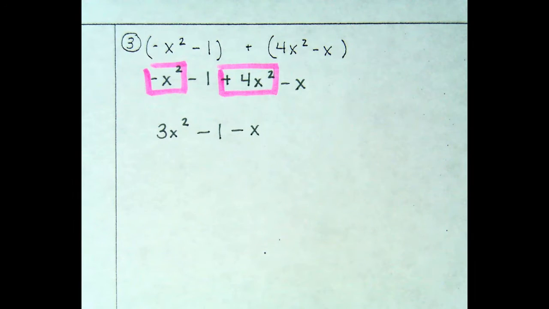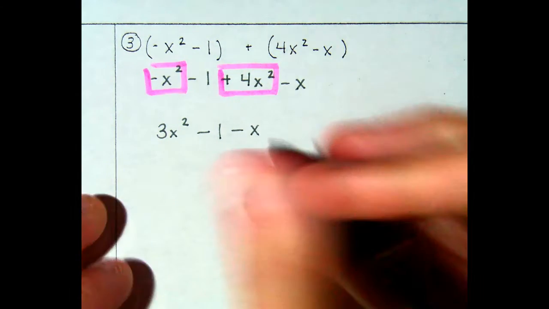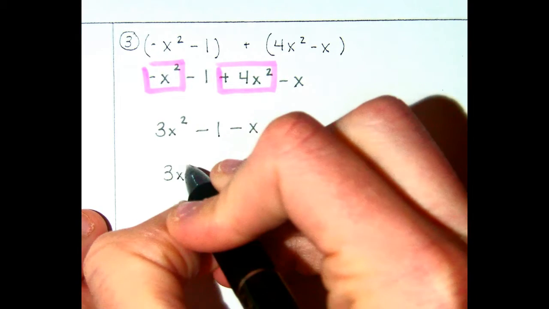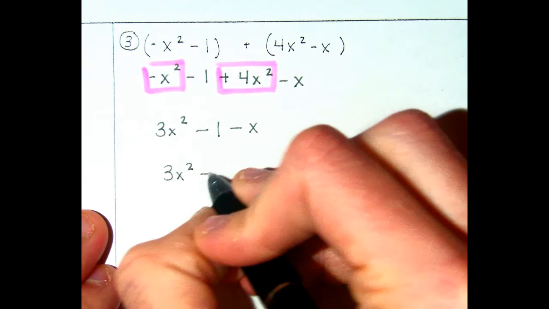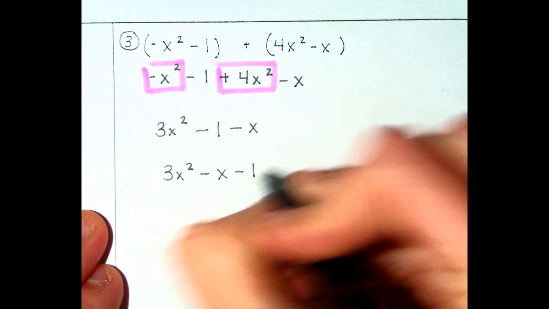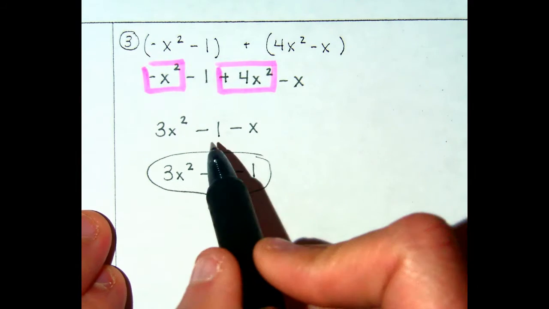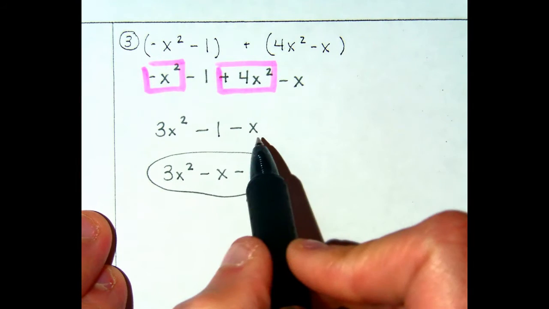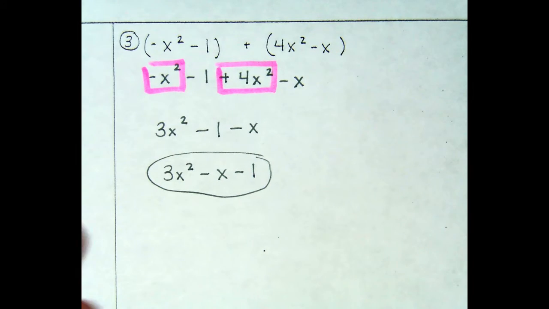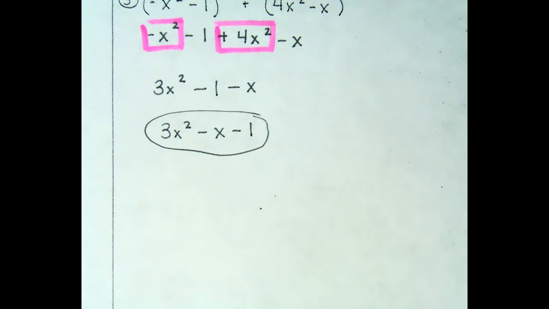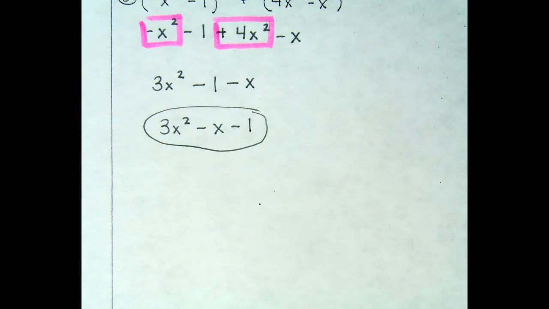Am I finished? What's wrong with this? It's got to be in standard form. X squared, then x, then a number. Most of you probably did that in this step, right? That's fine. I just wanted to make a point. Alright guys, do we have any like terms on number 1?